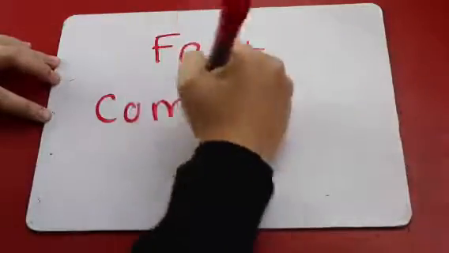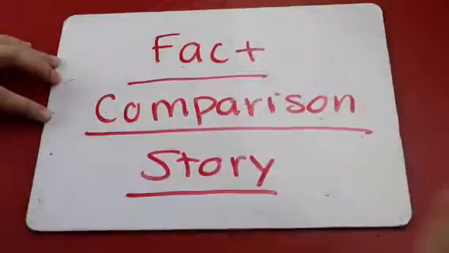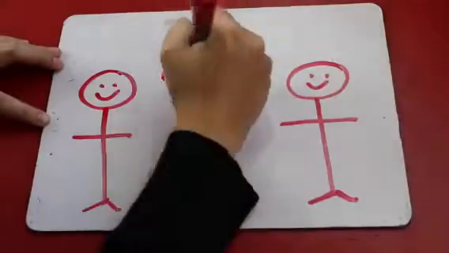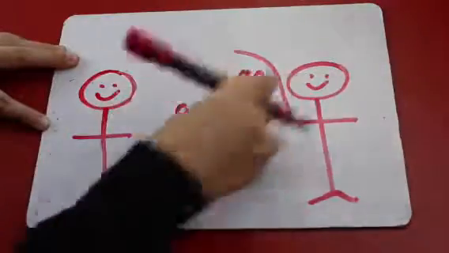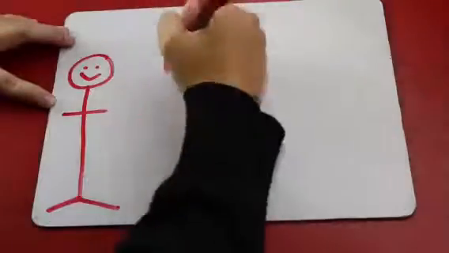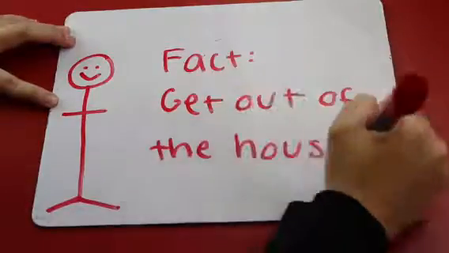Fact, comparison, and story are also important in making your argument stronger. Here's an example. Say you wanted to convince your friend to go to a concert with you instead of staying home. Fact, comparison, and story. The fact you would use is, you said you wanted to get out of the house more often.